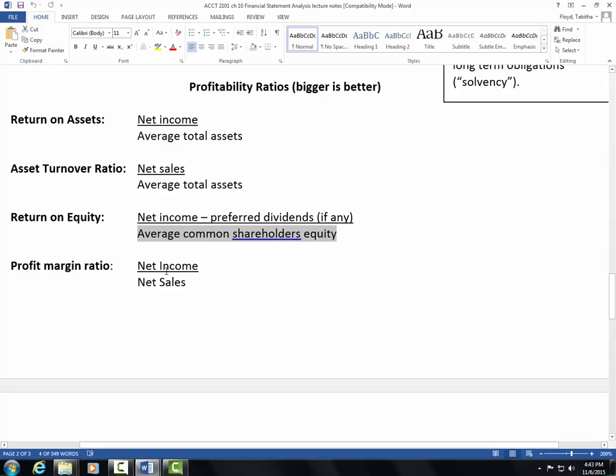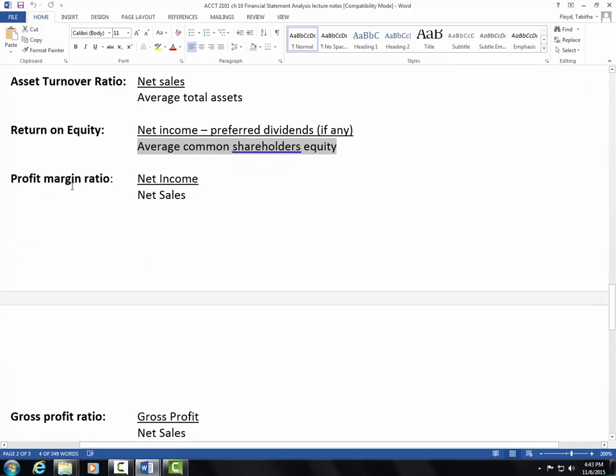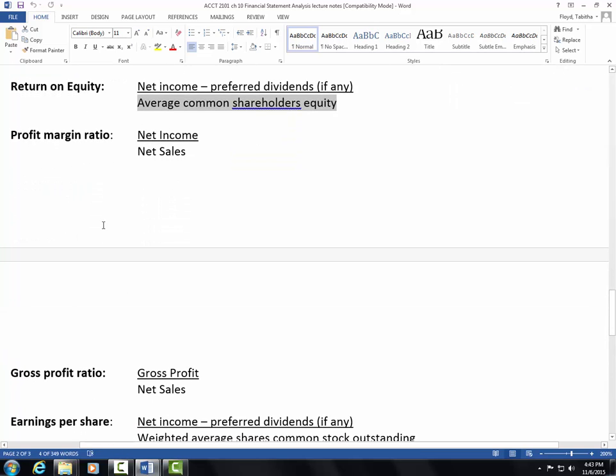Profit margin ratio, one of my favorites. Profit margin ratio and gross profit ratio are my favorites, I think. Profit margin ratio is measuring how much of your sales dollars are hitting the bottom line. Think about your income statement. The top line is sales, the bottom line is net income. So this ratio is measuring how much of that top line, how much of our sales is making its way down to the bottom line, net income. We want this to be high. Right? The higher it is, that means more of our sales dollars are making it to net income.